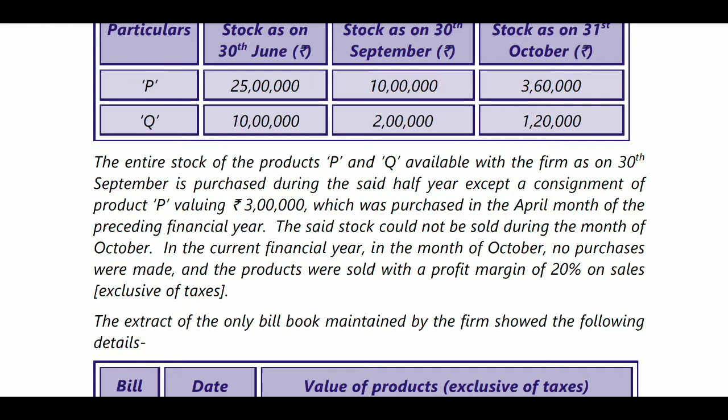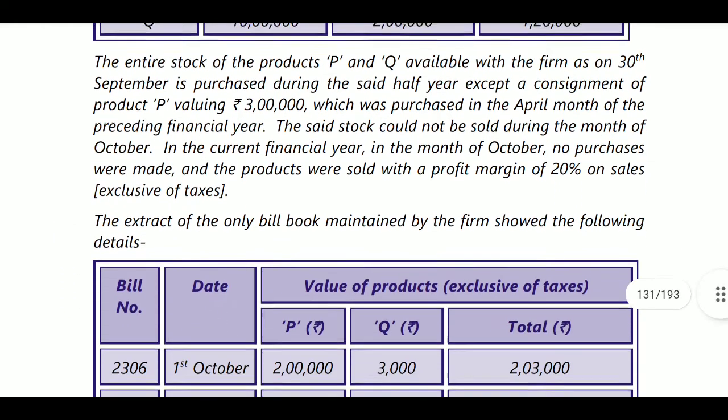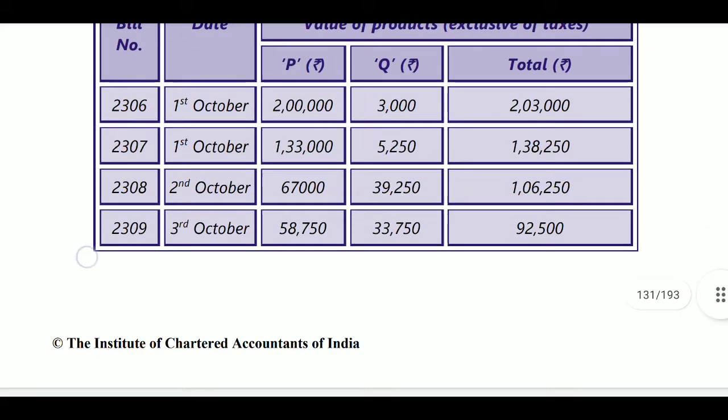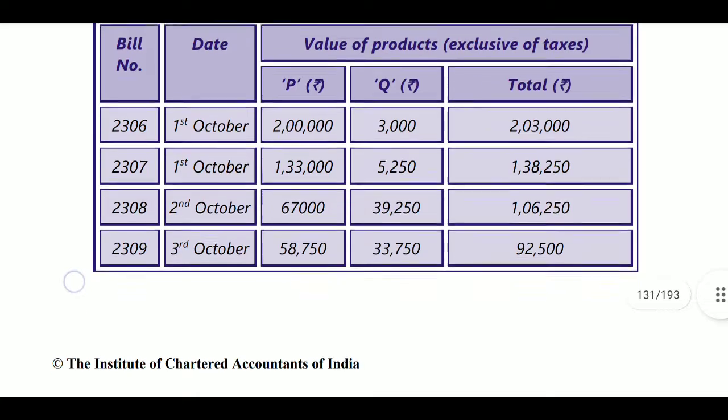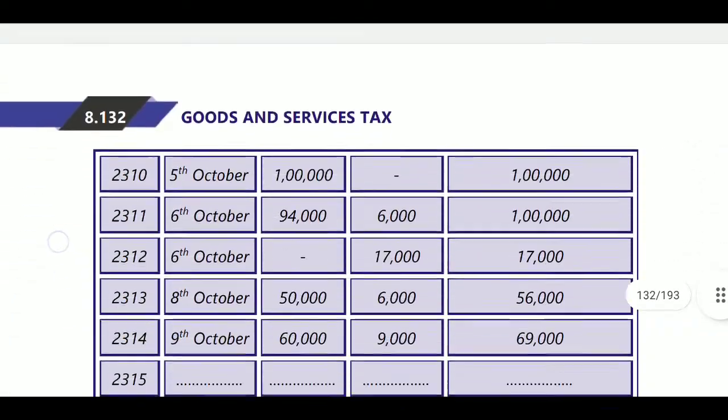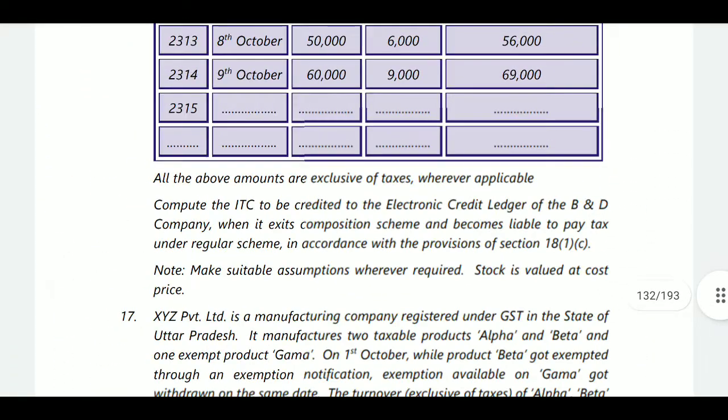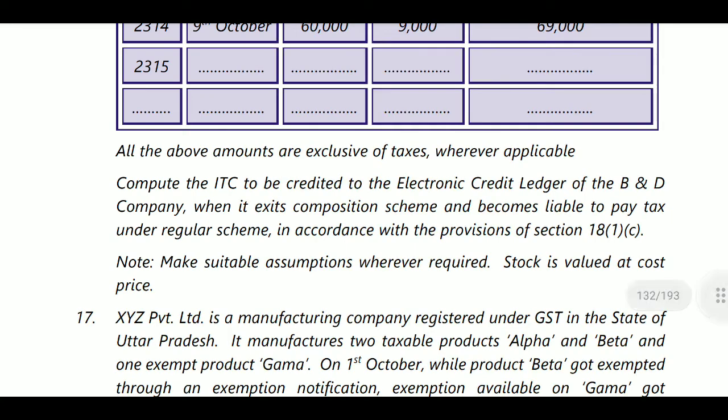Next, the said stock could not be sold during the month of October. In the current financial year, in the month of October, no purchases were made, and the products were sold with a profit margin of 20% of sales. Next, tax was provided, turnovers were provided, P and Q, total value of products. All the above amounts are exclusive of tax wherever applicable.